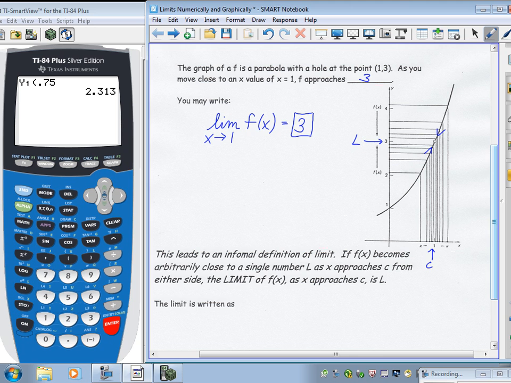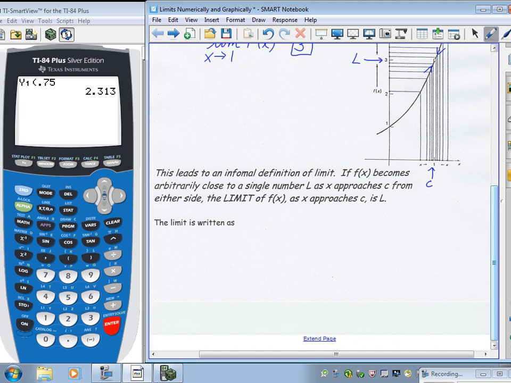And if I wanted to write the limit just kind of generally without actual numbers in here, I'd write the limit as x approaches c of f of x is L.